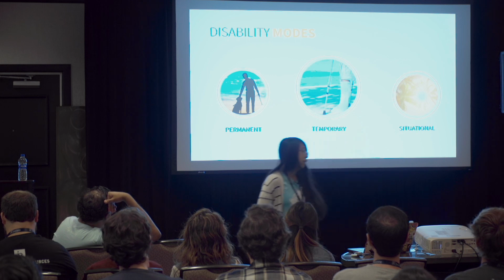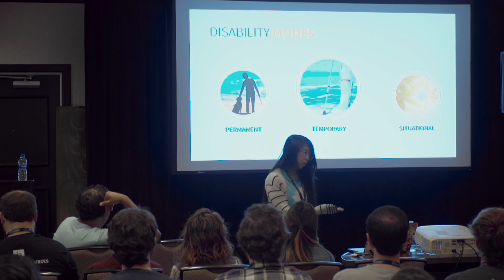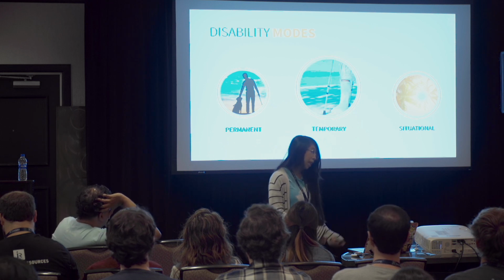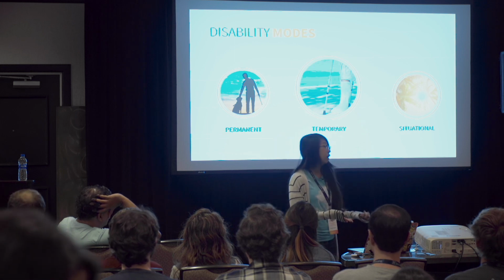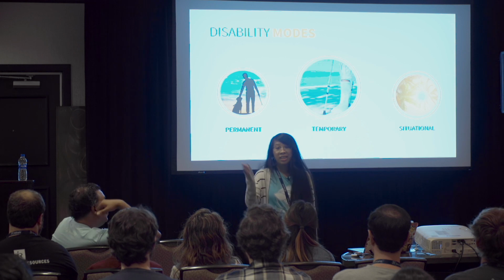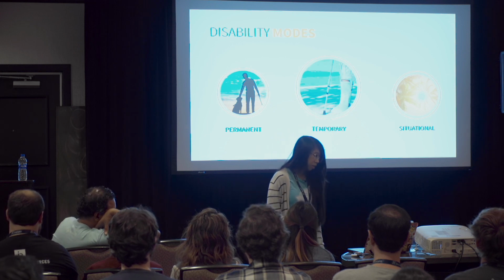So along with the types, there's different disability modes. The one that people usually think about is permanent. Those are a lot of the things that we saw in the last slide, whether you're blind or deaf. But there's also temporary disabilities, so that will affect anyone in the room, maybe. Like if you break your arm, you might not be able to use a mouse.